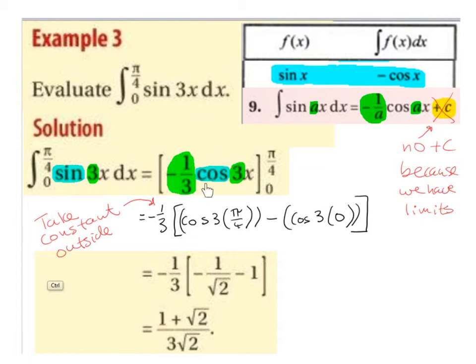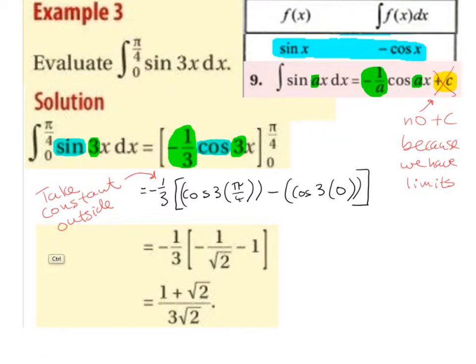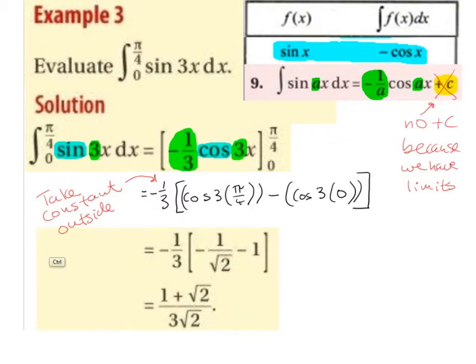Now we want to evaluate this between these limits. But the first thing we'll do is take the minus a third, which is the constant, outside the bracket. So then we'll have cos 3 times pi over 4 minus cos 3 times 0. So upper limit, lower limit. So we still have the minus a third outside the bracket. Cos 3 pi over 4 is minus 1 over root 2, minus cos 3 times 0 is minus 1. And to simplify, we're left with 1 plus root 2 over 3 root 2.